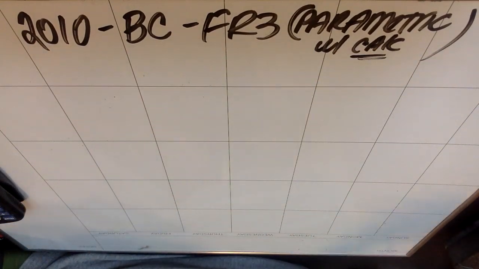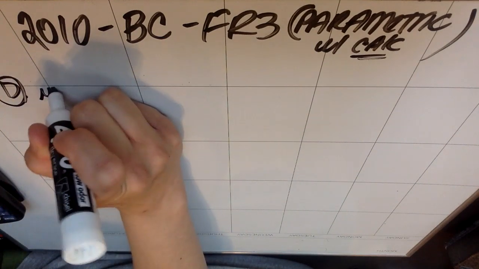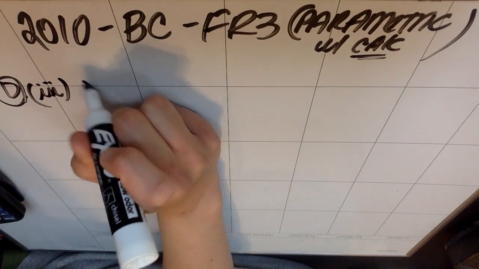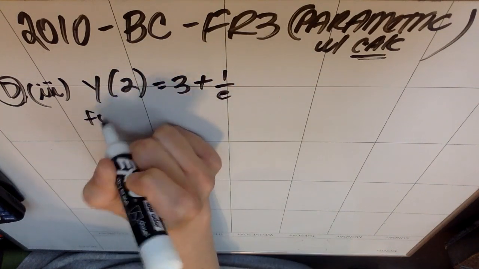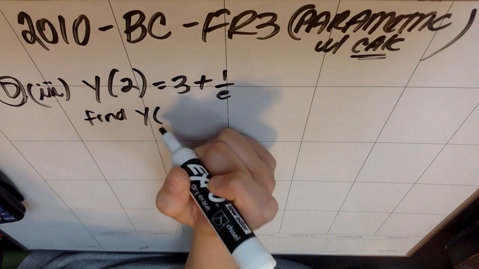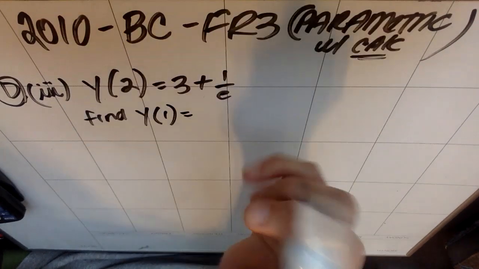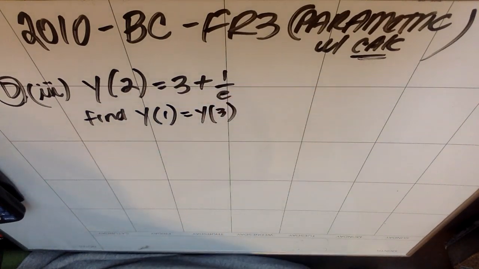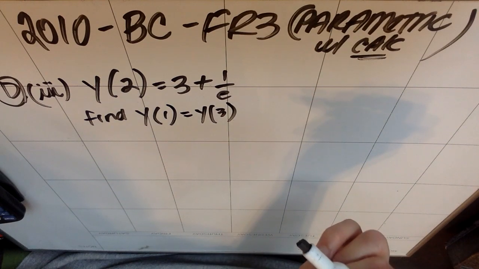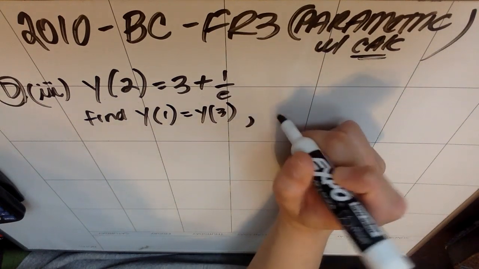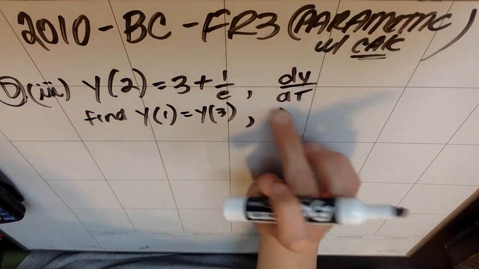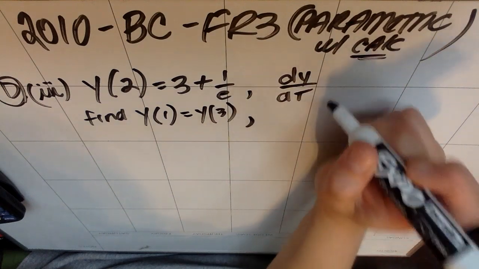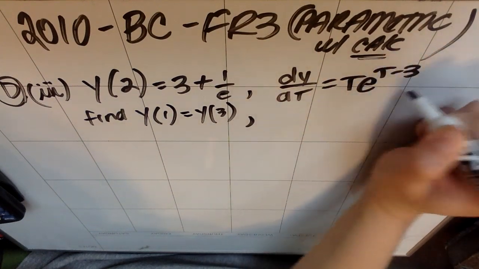So when we look at part D, little teeny Roman numeral 3, we are given that y of 2 is 3 plus 1 over e. We are asked to find y of 1 and y of 3, which should be the same spot because it passes through the same x point. And the other thing we're given, which I'll list up here, is that dy dt, which we stored in our calculator already as y1t, is t e to the t minus 3, all minus 1.